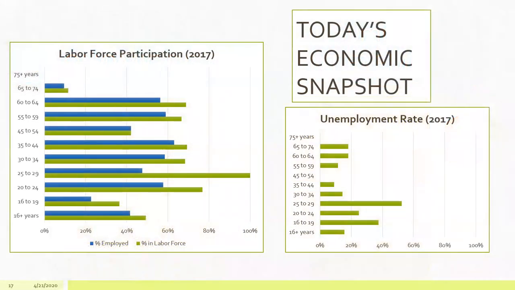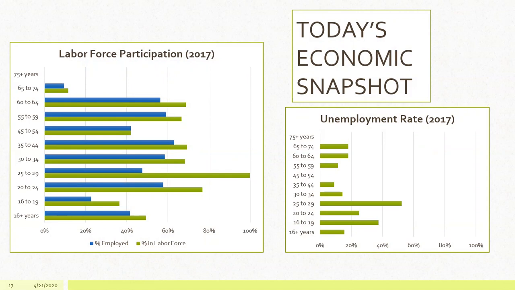Moving forward to today's snapshot of economic development, 2017 labor force participation. So the blue here on that chart on the left is showing the percent of people employed, while the green is showing the percent in the labor force. It's notable how a few particular age cohorts, specifically those 20 to 24 and 25 to 29, have considerably more people in the labor force actively seeking work than those actually gainfully employed.